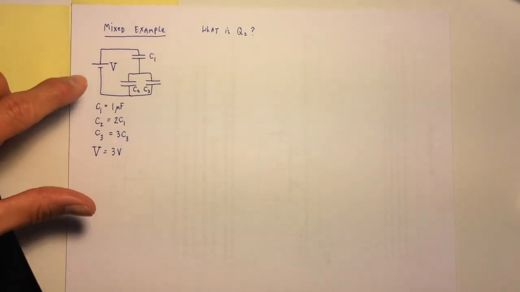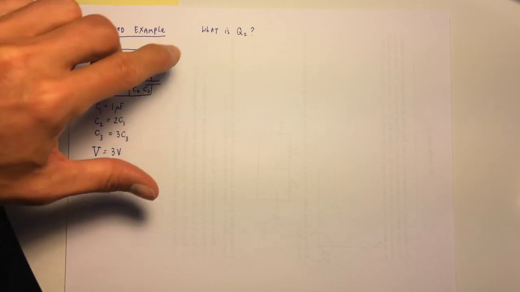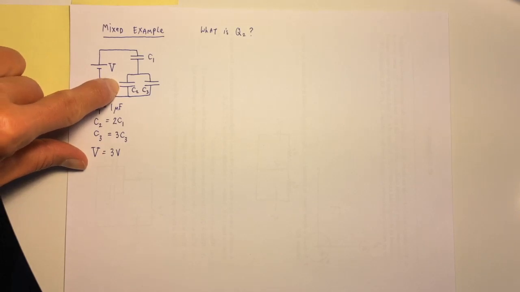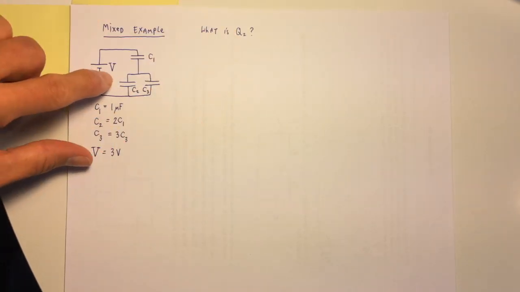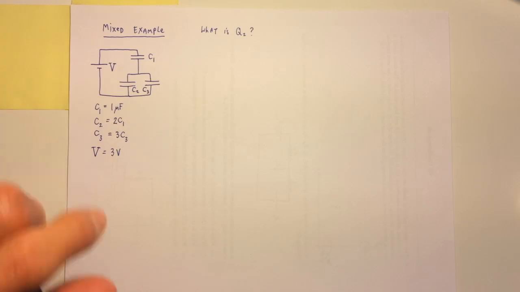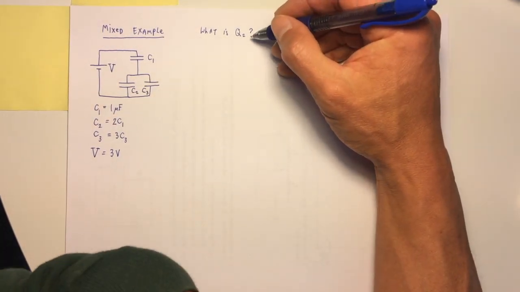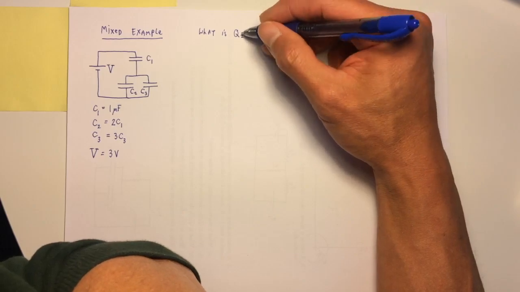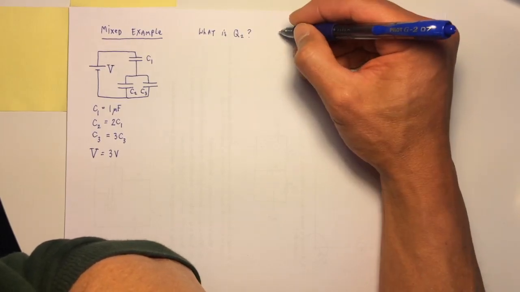And the potential difference provided by the battery is 3 volts. And the question is, what is the charge that's separated on capacitor number 2? What is the charge on capacitor number 2? So let's think directly about the charge on capacitor number 2.